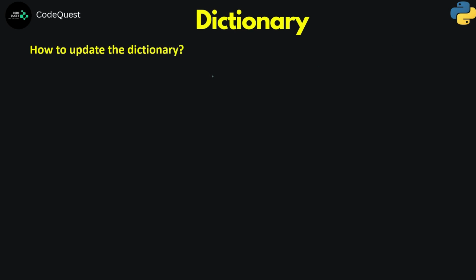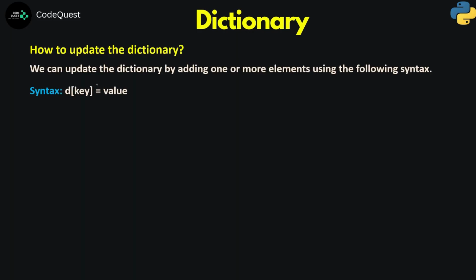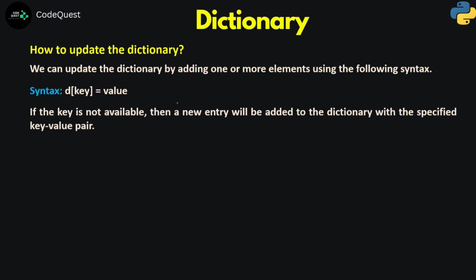So once the dictionary is created, how can we update the dictionary? Now we can update the dictionary by adding one or more elements by using the following syntax. The syntax is, we can take the name of the dictionary which is already existing and write down a key and equal to followed by a value. So when I write this line, along with this key, this value is attached and the complete item is added to the dictionary.